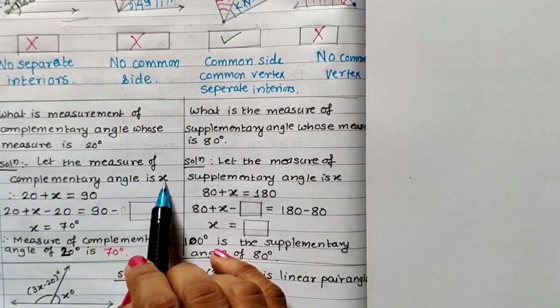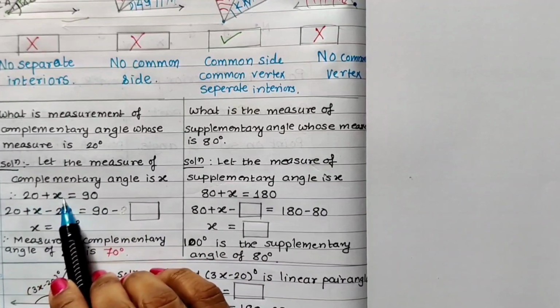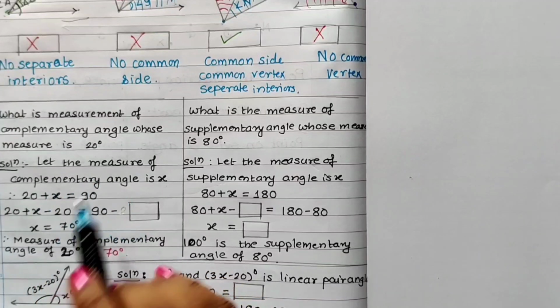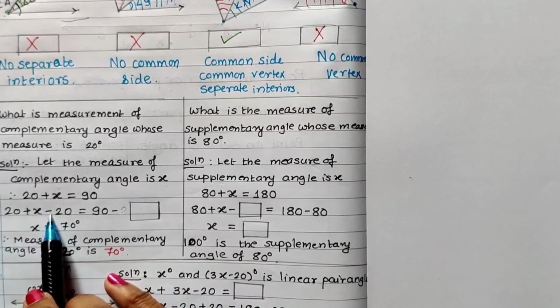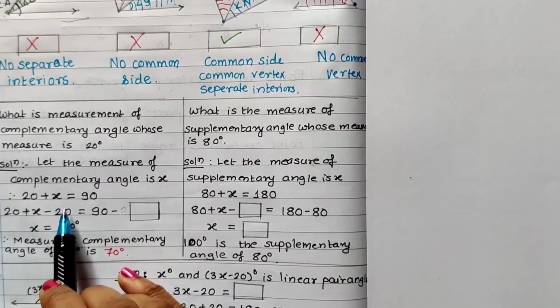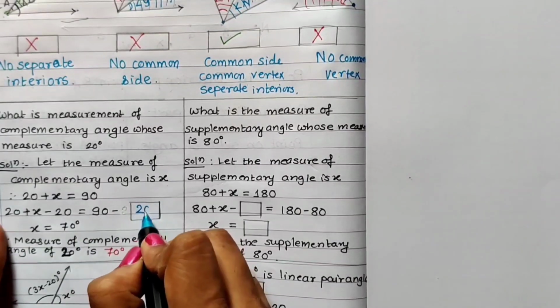That means their total is 90 degrees. So 20 plus x is 90 degrees. Their total is 90 degrees. Now we have to transfer this 20 from the left hand side to the right hand side. That means we have to subtract this 20 from both the sides. This 20 should be subtracted from both the sides. 20 we have subtracted from the left hand side, so we have to subtract 20 from the right hand side also.